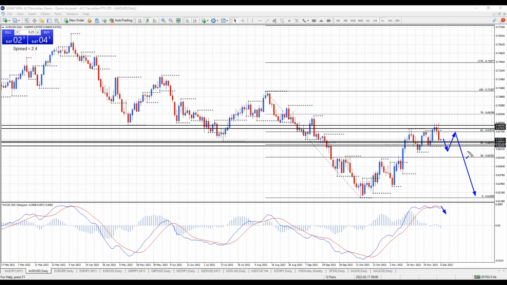But it does look like we're topping out here at the monthly resistance level, the 62% retracement level. We just now need a break of support to form a lower bottom, a rally back up to form a lower top, and then we could see a longer term decline down to test weekly support at 61.69.